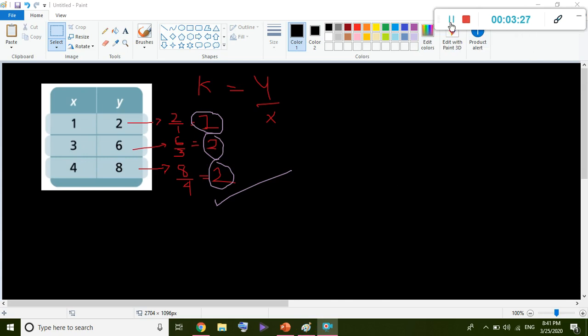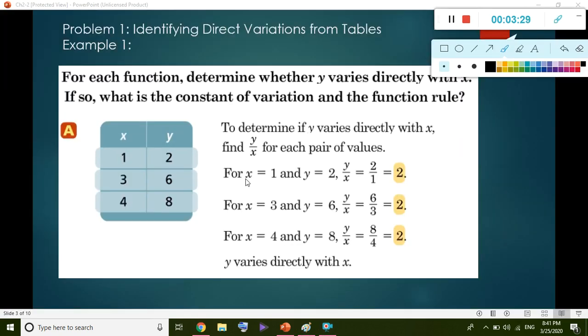Let's check here. It's the same: 2 over 1, which is equal to 2, 6 over 3, which is equal to 2, 8 over 4, which is equal to 2. It means that all of them are equal, so y varies directly with x.